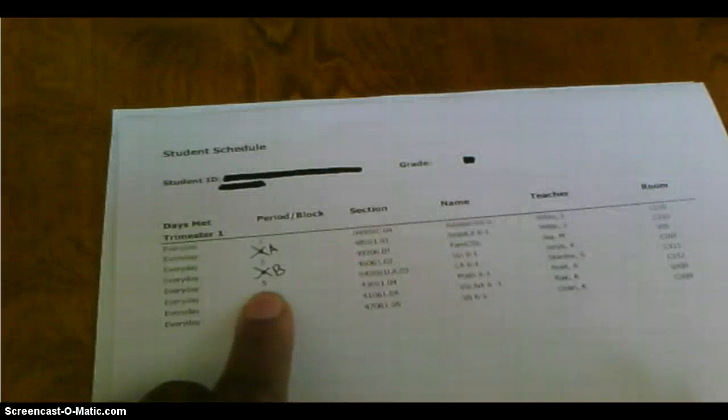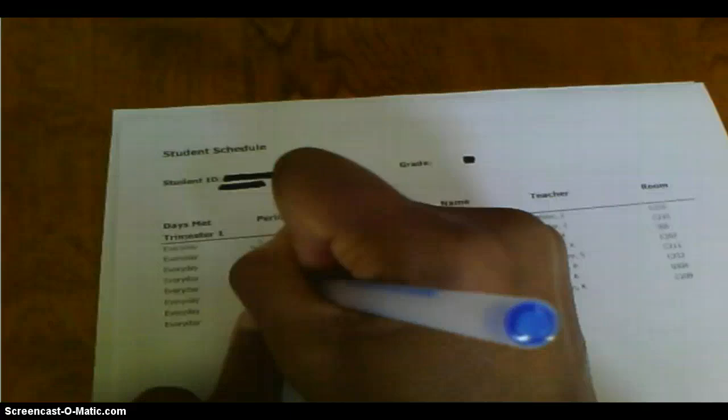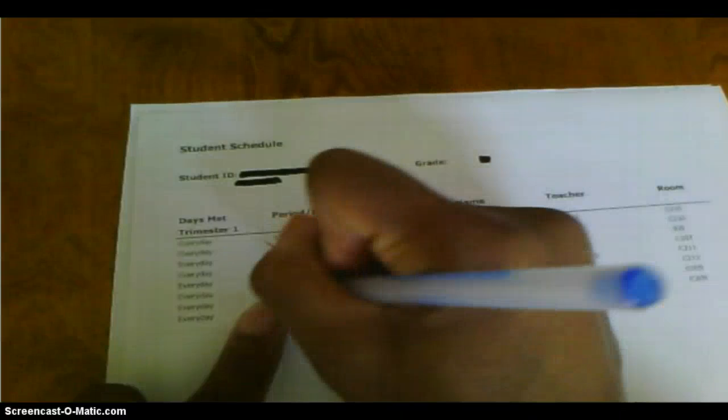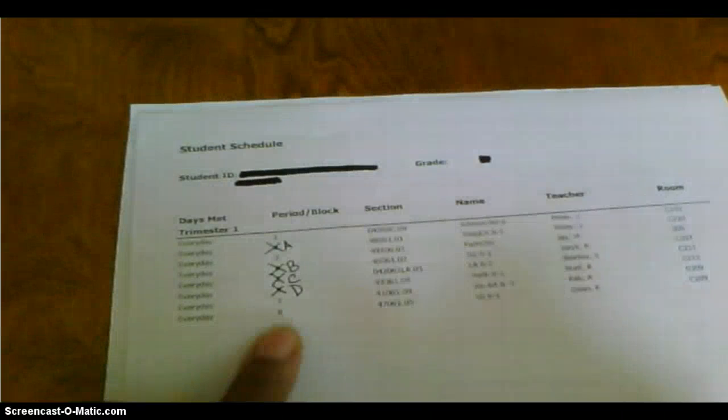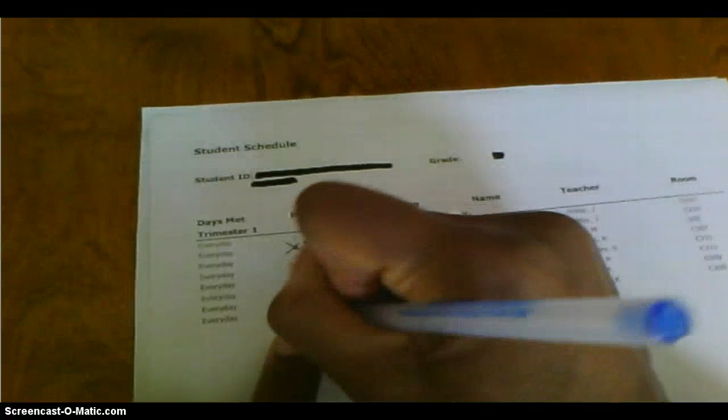Where you see the number 5, please cross that off and put the letter C. So cross off the 5 and put the letter C. Where you see a 6, please cross that off and put the letter D. And then we're going to skip down to number 8. Where you see the number 8, please cross that off and put the letter E.